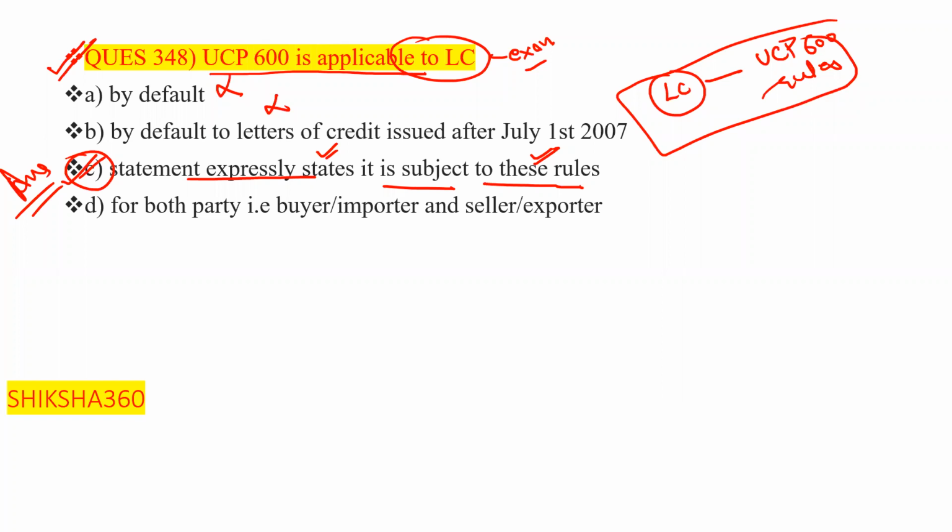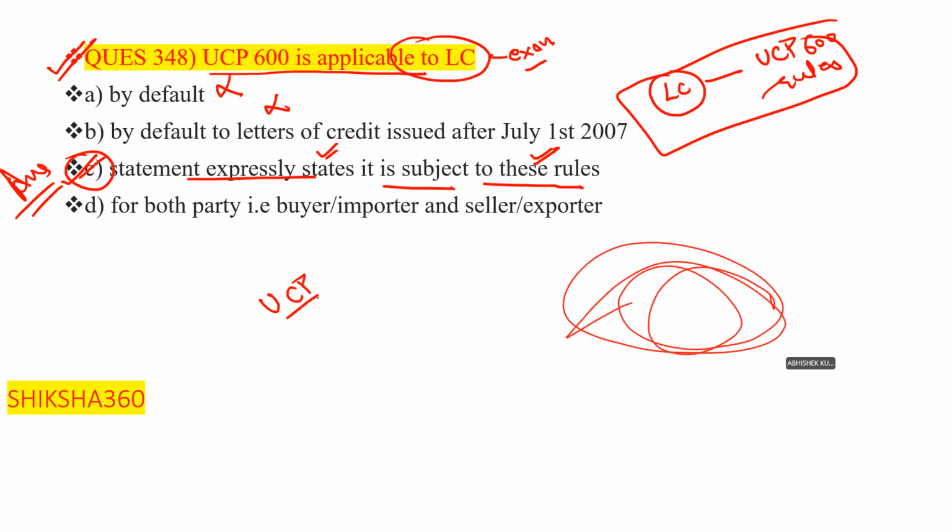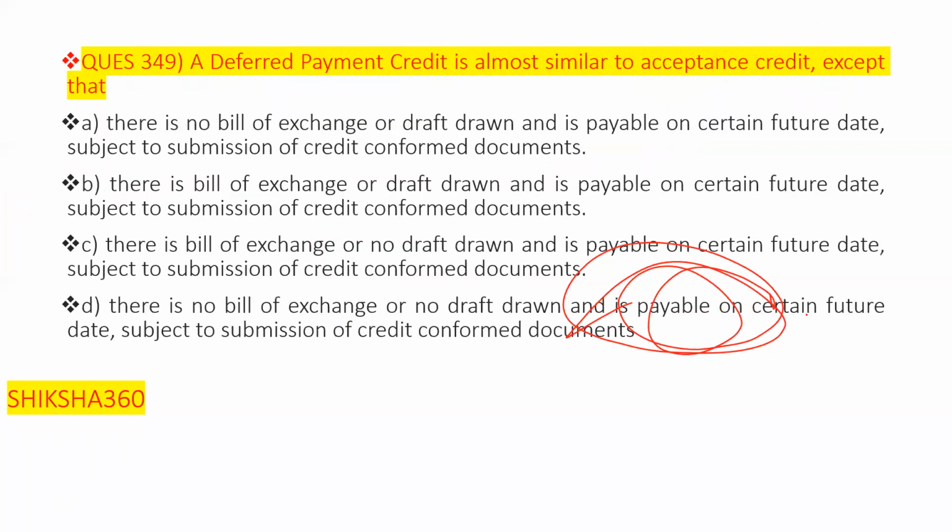By default, it is not like that. All LCs come under the UCP 600. One question from my side to all of you: what is the full form of the UCP? Please write it here. And please remove these lines.